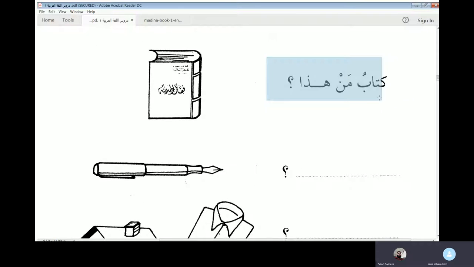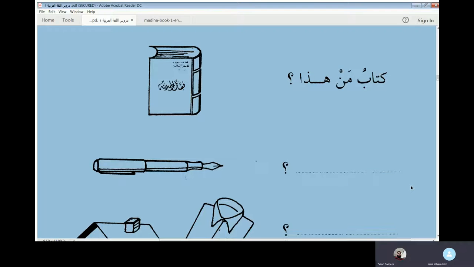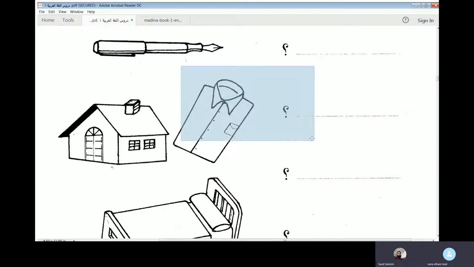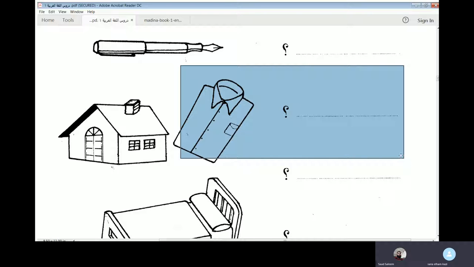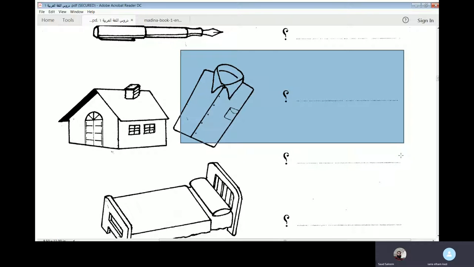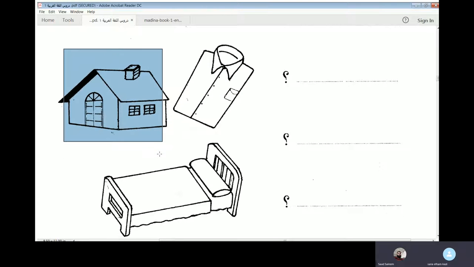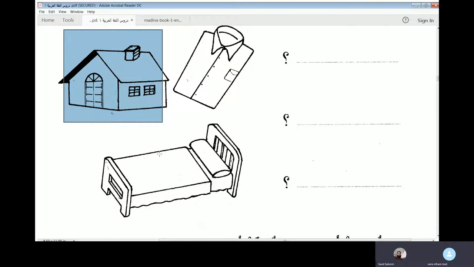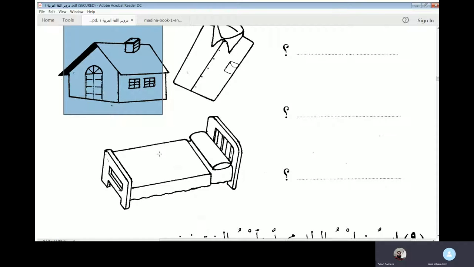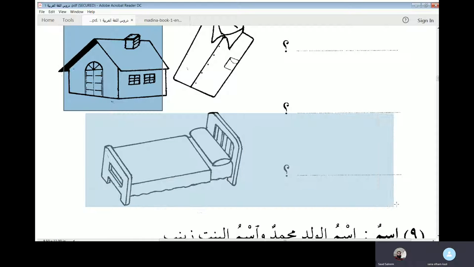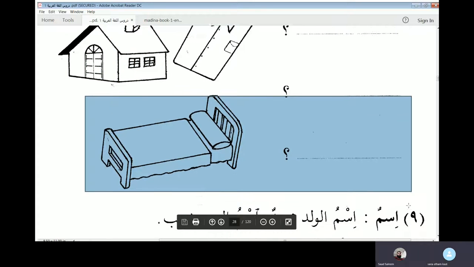First question is they have given it. Kitabu man hadha. Whose book is this? Kalamu man hadha. Whose pen is this? There are two of us, so one. Kamisu man hadha. Baitu man hadha. These are separate.